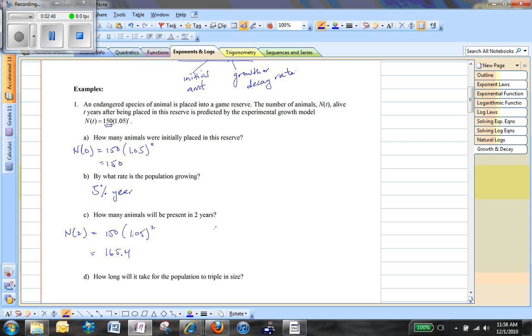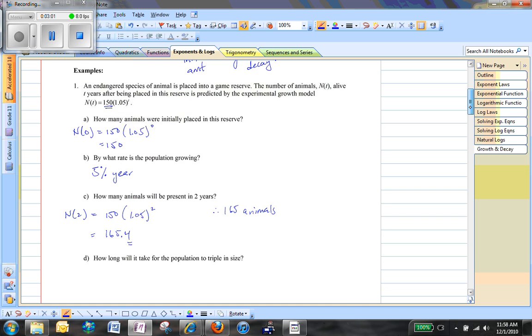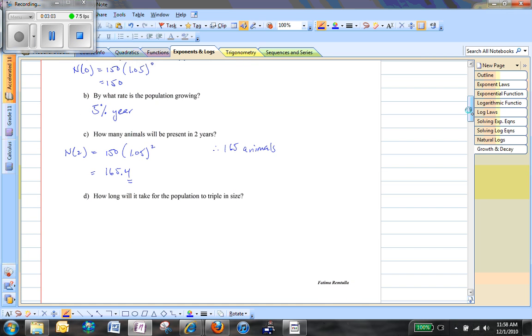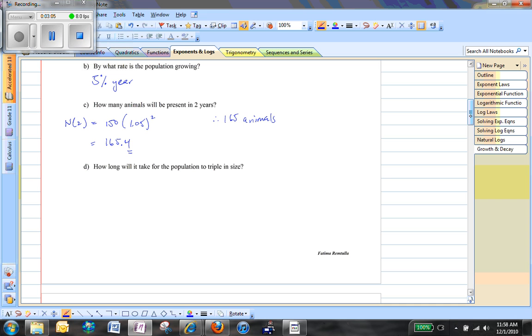So in 2 years, there are approximately 165 animals. You can't say 166 because this 0.4 of an animal hasn't actually happened yet, so only 165 is what you can say. How long will it take for the population to triple in size?